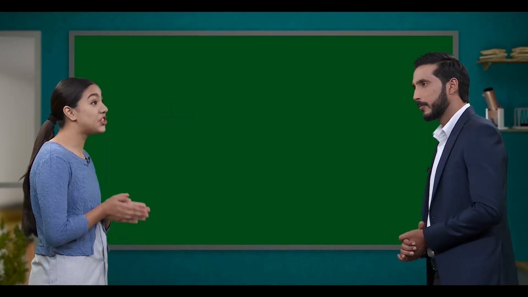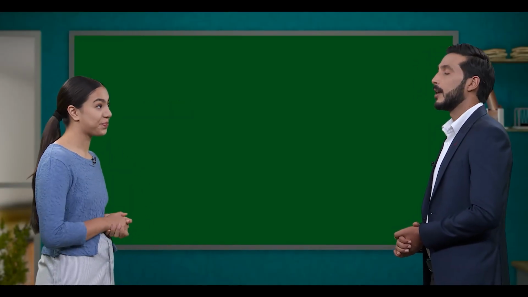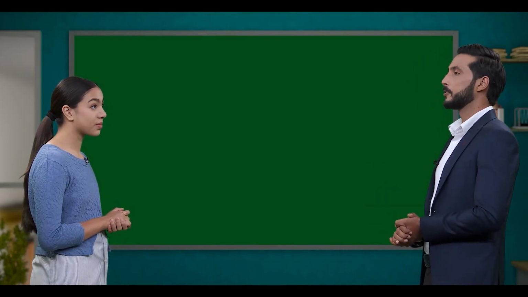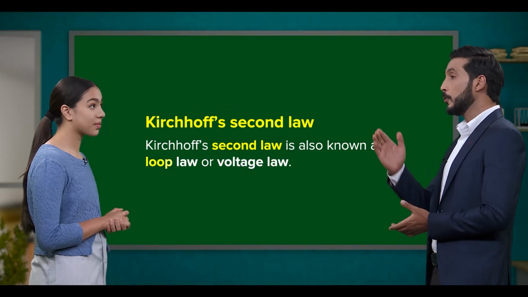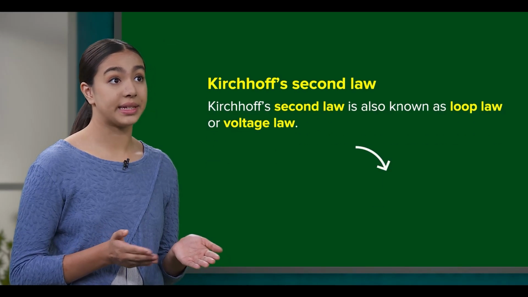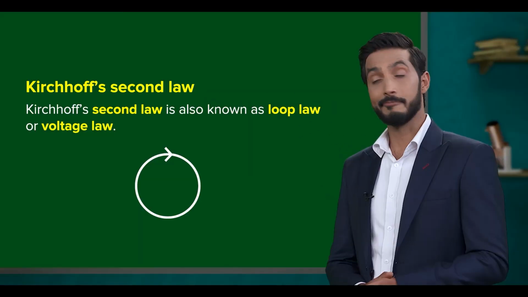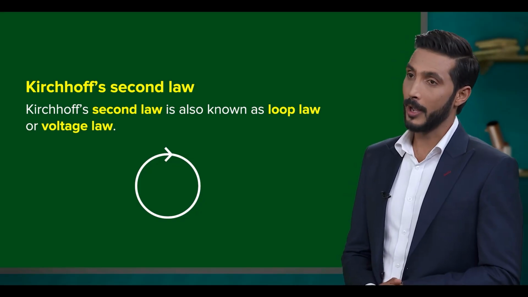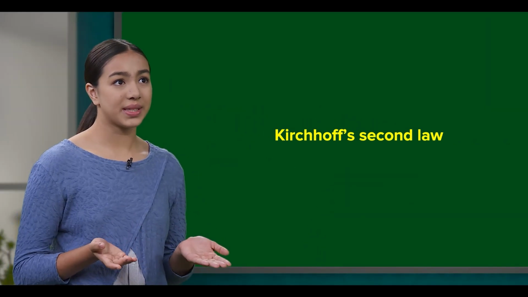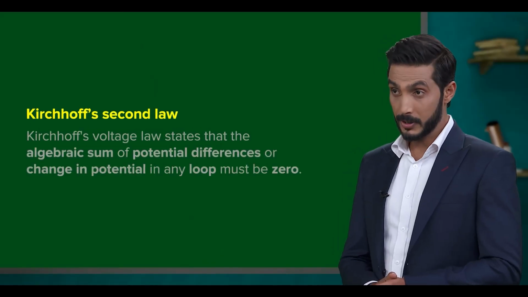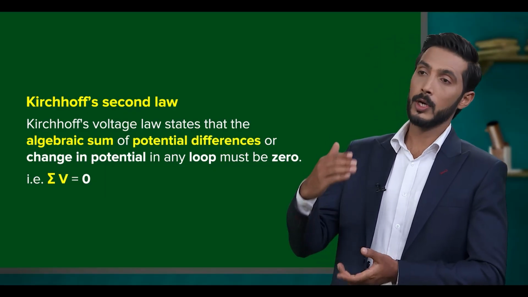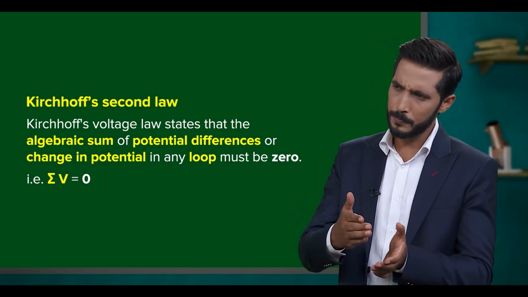That was easy. We just need to apply Kirchhoff's first law. Absolutely. Now that you're confident of Kirchhoff's first law, let's move on to his second law, also known as the loop law or voltage law. Loop law, does that mean it can be applied in a loop or closed path only? That's correct. It is the reason why it's also called a loop law after all. Got it. So, what's its statement, teacher? Kirchhoff's voltage law states that the algebraic sum of potential differences or change in potential in any loop must be zero.